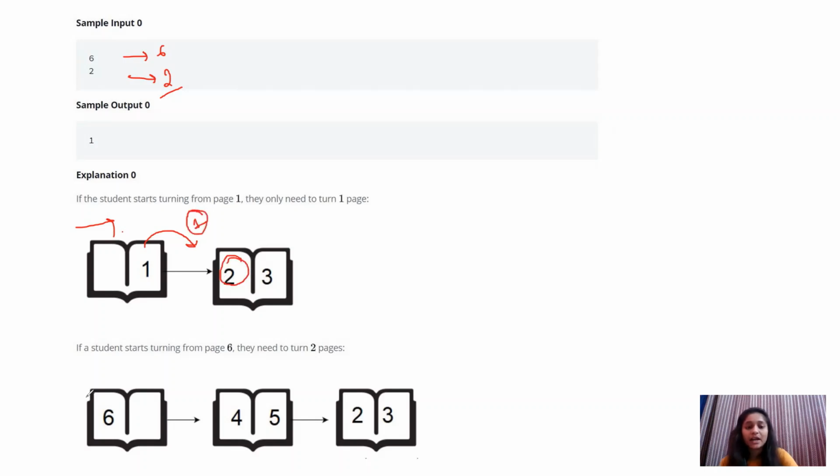Now let's check from the back side. On the back side, the last page will be page 6. Since it's even, the last page is empty and we have only the front of the last page printed.